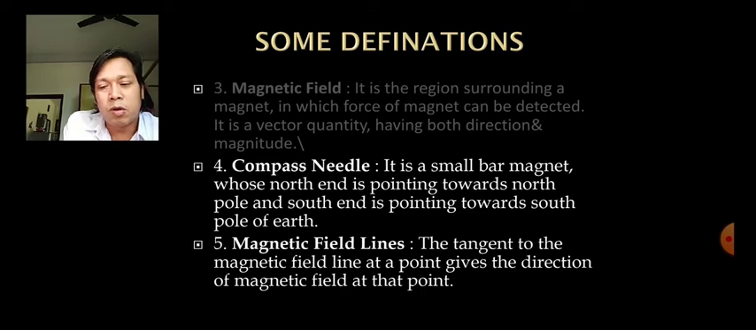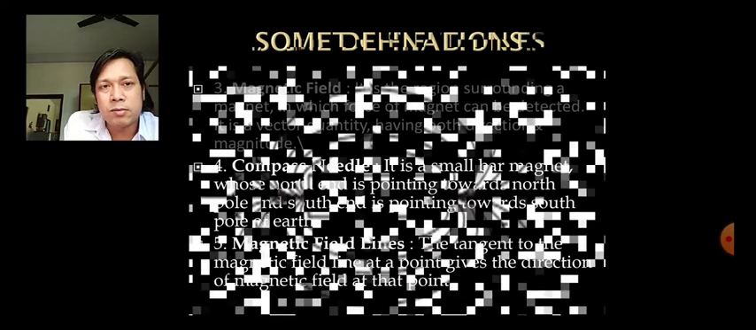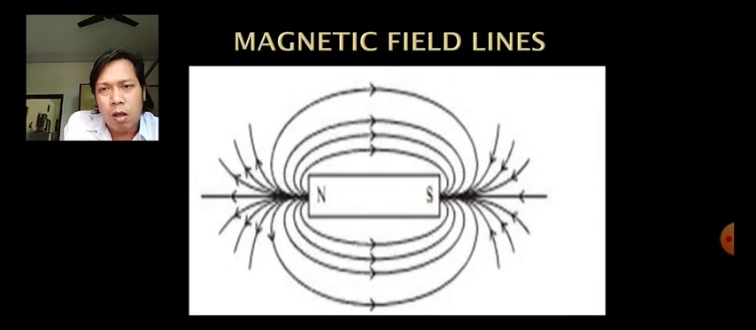In the first experiment, we have seen how we can place the compass in the direction of its needle's bending, and when you join all these points, you get some lines. So these are your magnetic field lines. The tangent to the magnetic field line at a point gives the direction of the magnetic field at that point. So it is actually a technical definition. You can see the clear diagram.